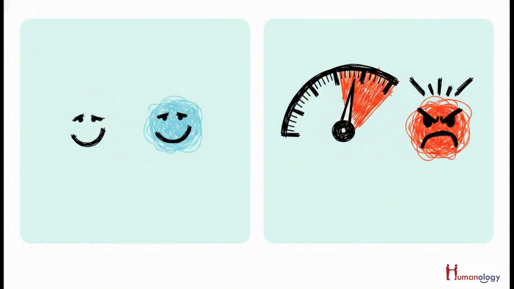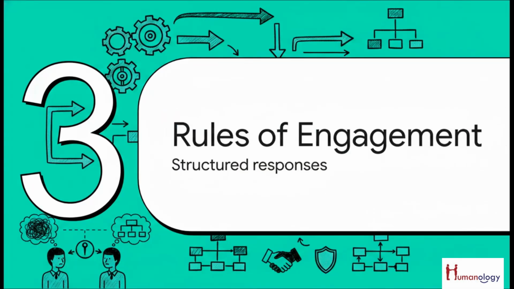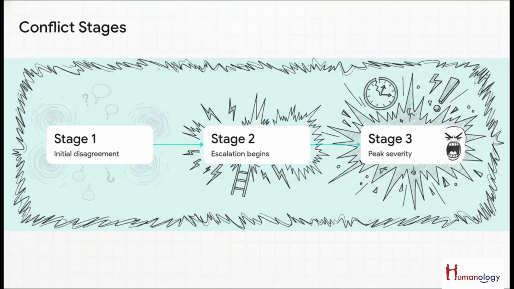You are actively calculating the exact level of hostility you're facing in that very second. Which brings us to Section 3, the rules of engagement, structuring your responses. Let's move to the next stage and see how this builds across the different levels of an interaction.